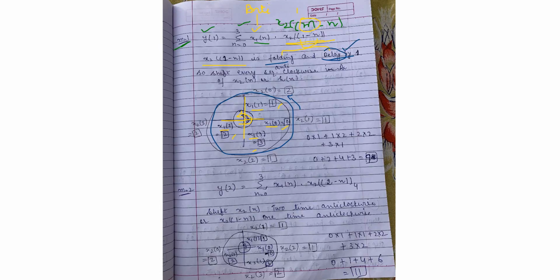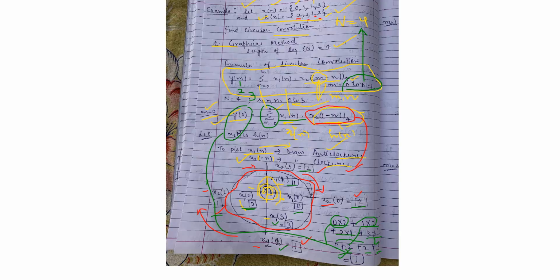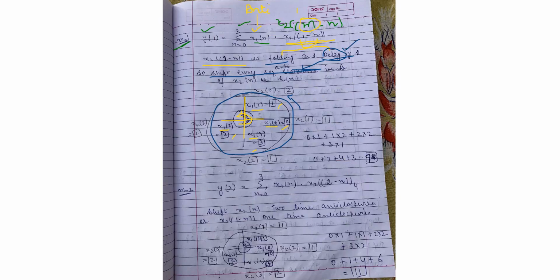Circular delay is shifting every sequence anti-clockwise. Circular delay is anti-clockwise. Okay. So you delay this previous sequence. Anti-clockwise means x2 of 0 will go to this position, 3 will go to this position, 2 goes to this position and 1 goes to this position. Delay is delay of the folded sequence.